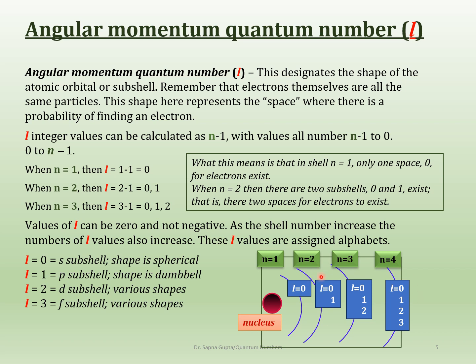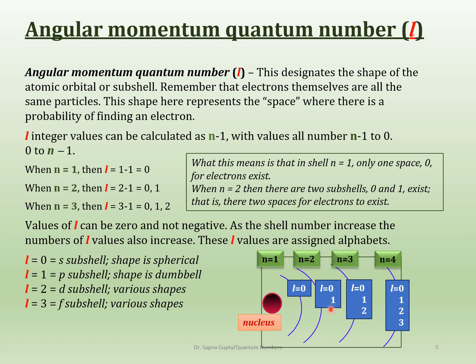So where those electrons exist is really where we are going, okay, for right now. I need you to understand this portion also a little bit. What these numbers mean for us is that when shell n is equal to 1, there's only one space, 0. That's it. When n is equal to 2, there are 2 spaces for electrons to exist.